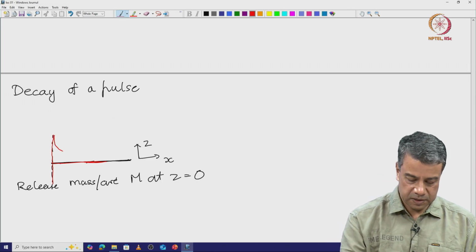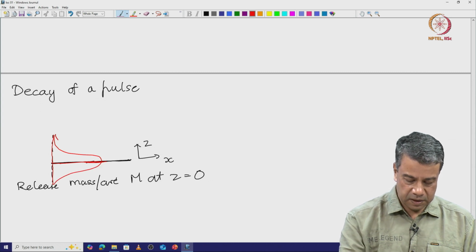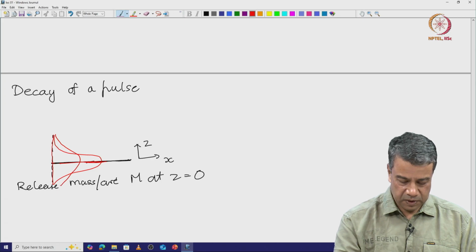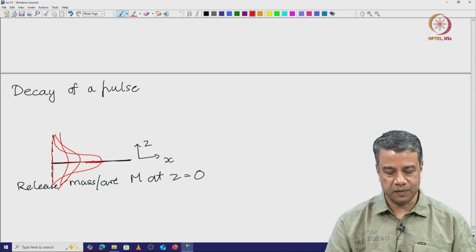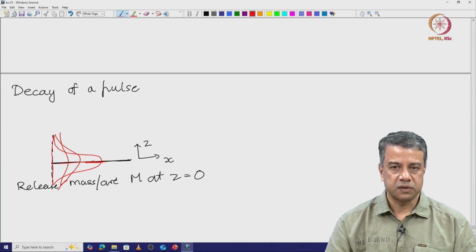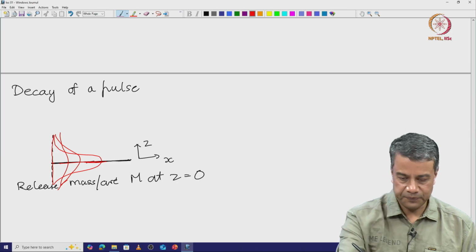As time progresses, this will spread. Initially, it will be very close to the origin, then later it will diffuse more, and then at very long time the maximum will become lower and the extent will become larger. So, what we want to understand is how does this concentration spread with time.